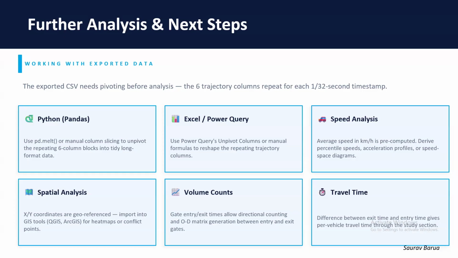And again, save the data in Excel or use Power Query. We can reshape it and do speed analysis. Since speed data is given, we can calculate the percentile speed, acceleration profile, and time-space diagram. We can also do spatial analysis. We have XY coordinates and georeference, so we can import into a GIS tool, QGIS or ArcGIS, for heat maps or conflict points.